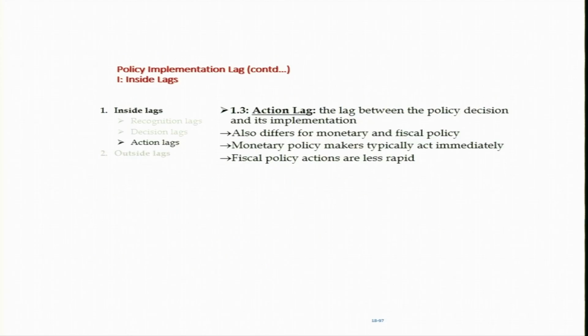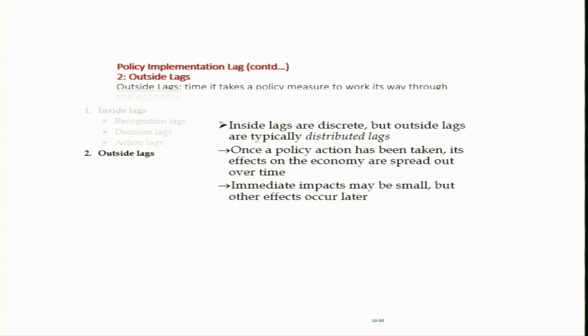to fiscal policy. Then comes the action lag, the lag between policy decision and its implementation. It also differs between monetary and fiscal policy because monetary policy makers typically act immediately, but fiscal policy actions are less rapid. Then after these inside lags, another lag is called the outside lag. The outside lag is more theoretical, in fact: the time it takes a policy measure to work its way through the economy. That means inside lags are discrete, but outside lags are typically distributed lags. For example, once a policy action has been taken, its effects on the economy are spread out over time. So the immediate impacts may be small, but other effects occur later.